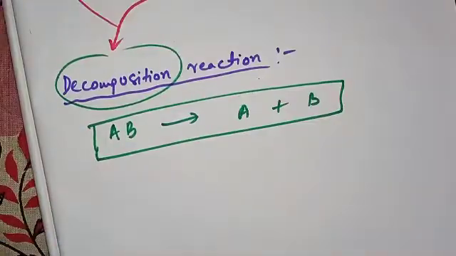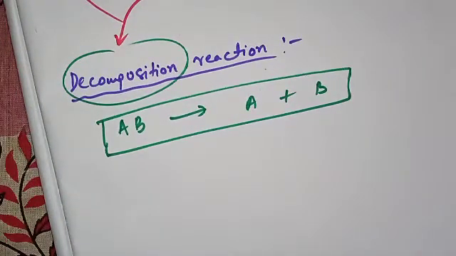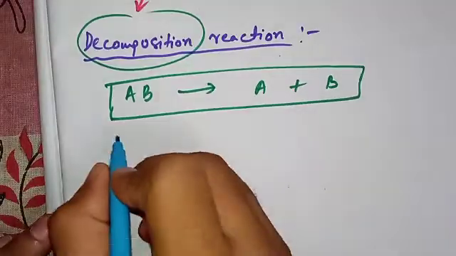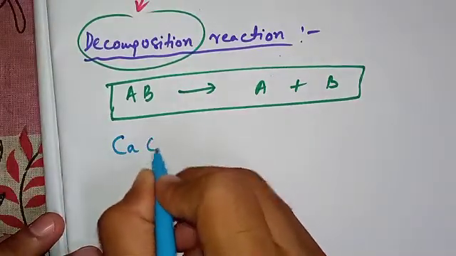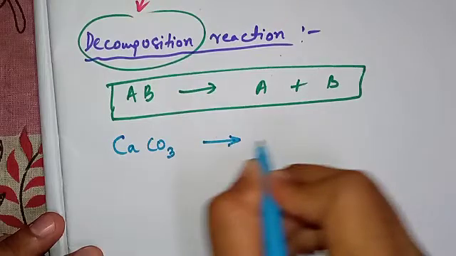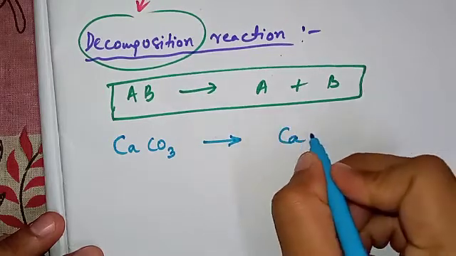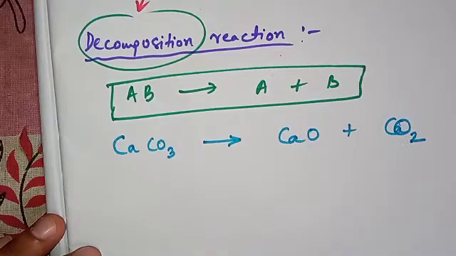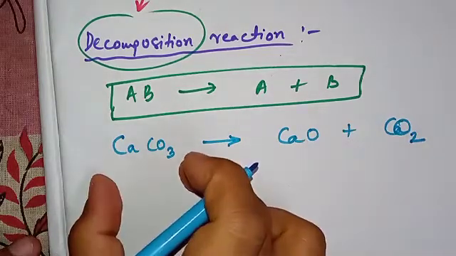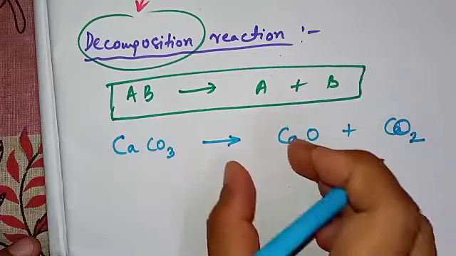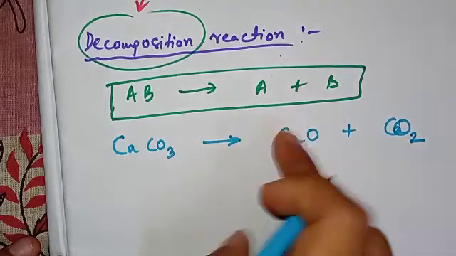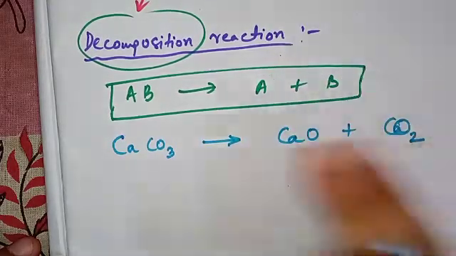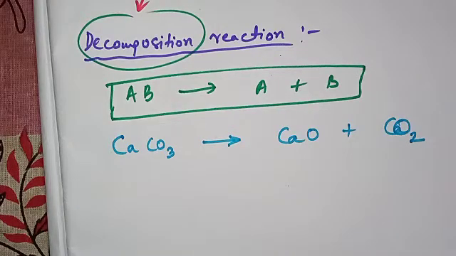So for example, calcium carbonate. We are taking simple examples which you often encounter. Calcium carbonate will produce calcium oxide plus carbon dioxide. Okay, so calcium carbonate is a compound. It's breaking into calcium oxide, that's A, and carbon dioxide, that's B. This is what a decomposition reaction looks like.